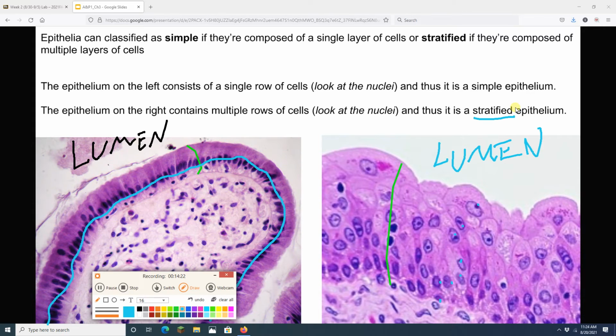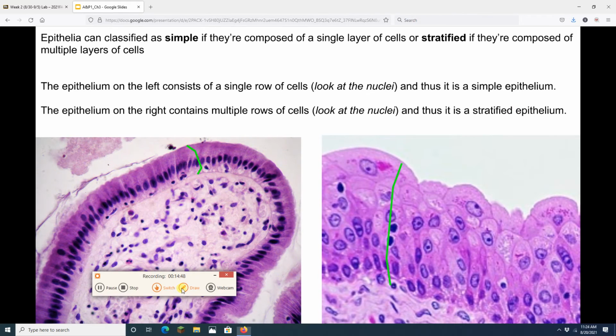Now, of course, which of these two do you think would be better at providing protection? Simple or stratified? Definitely stratified. More layers, more strength. Absolutely stratified will be better for protection. Simple will be better at moving things through, like absorbing nutrients, getting rid of waste, absorbing gases, that sort of thing. Okay, so epithelia can be simple if it's a single layer, can be stratified if it's multiple layers.